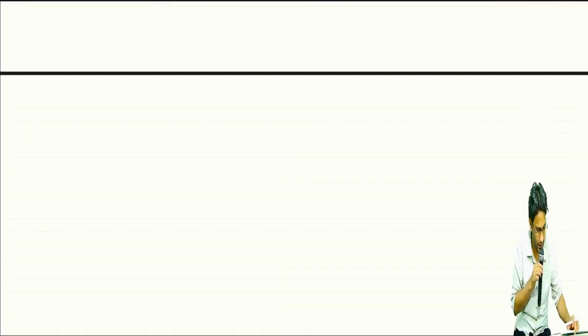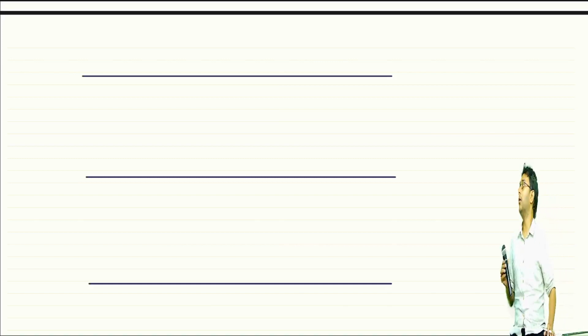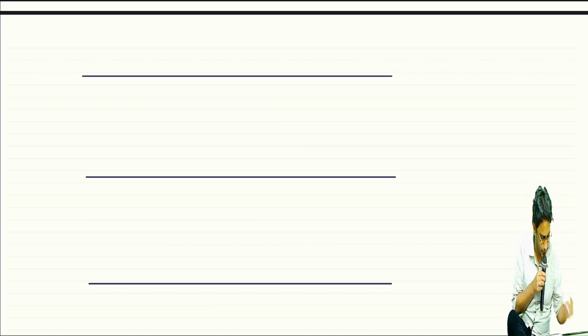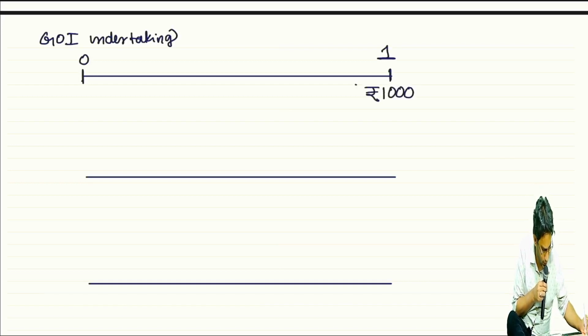Now we'll take a little proper example with valuation with numbers. Sir, there are three entities. One is a Government of India undertaking. They are issuing a bond. This bond's life is only 1 year. After 1 year, they will give you 1,000. That is the future cash flow. There is no other future cash flow, only 1 year.